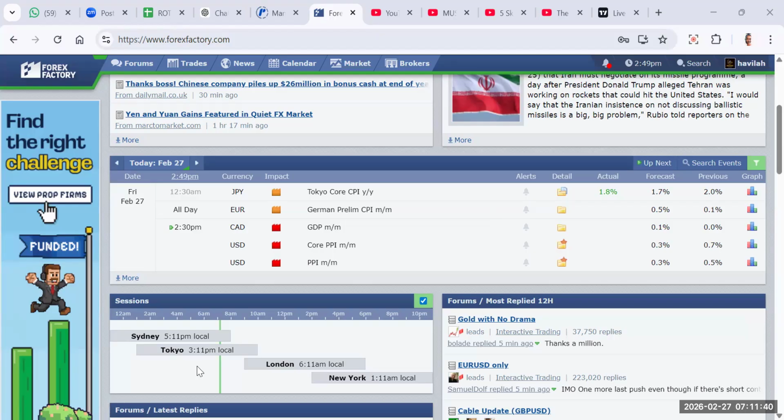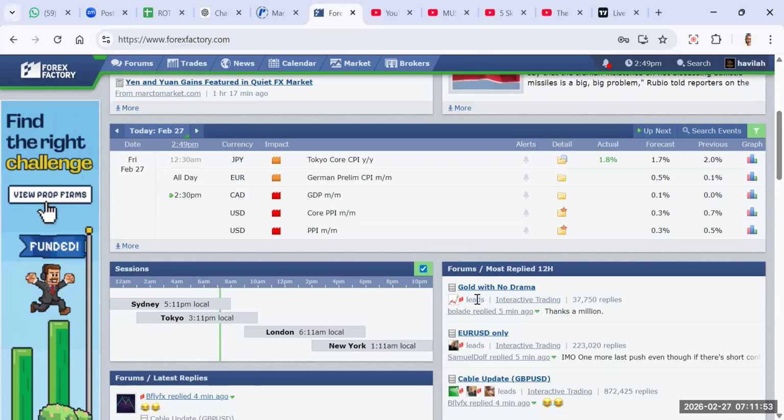All right, so let's start. Today we have a couple of fundamental events that will come up later in the day. There's the German prelim CPI monthly, which is an all-day event, so we need to trade the euro pairs very carefully today. All-day means there's no specific time it happens; it comes as the day goes on.